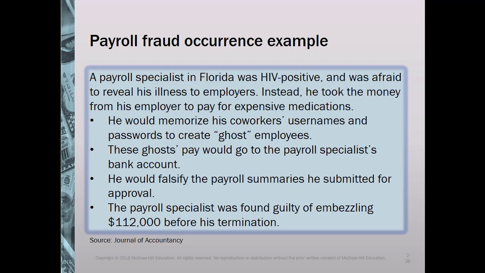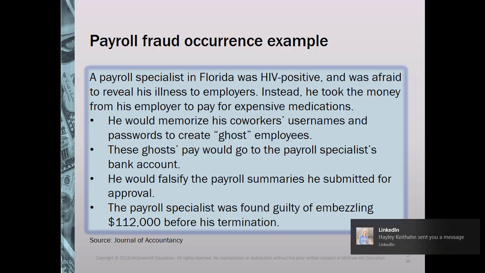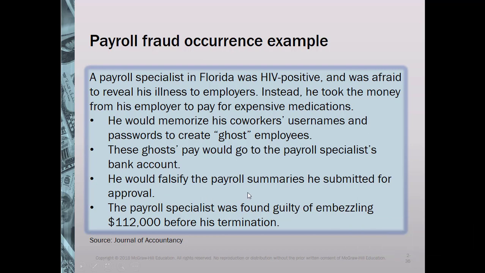Here's an example that the textbook pulls up. A payroll specialist discovered that he was sick with HIV, so he took money from his employer. He created ghost employees, and then he routed the pay to his bank account. So yeah, definitely a lack of segregation of duties in this case. The guy was able to put fictitious people on the payroll, get them paid, and take the money.